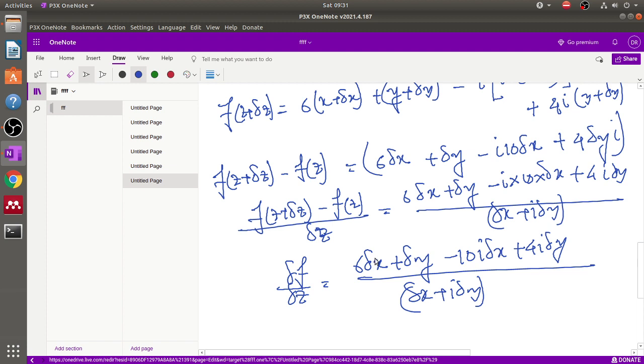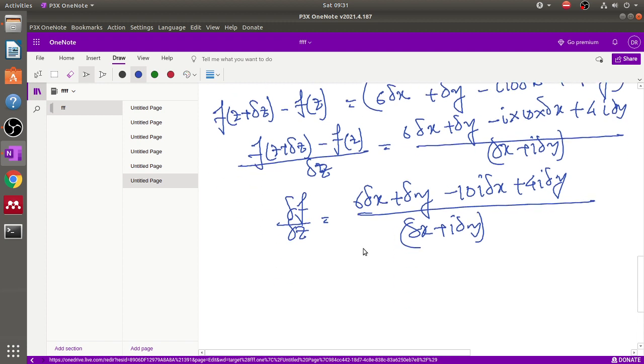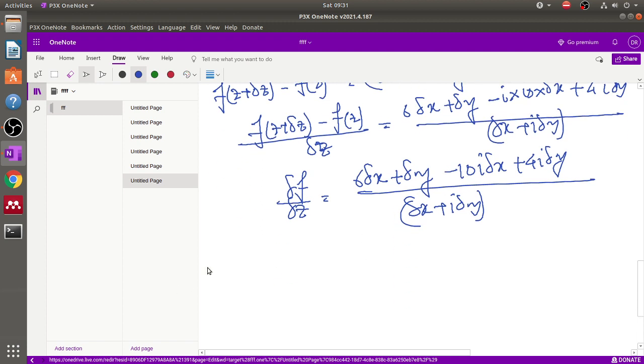Now we discuss the concept of analytic function. This is very important in complex numbers. An analytic function f(z) is said to be analytic at a point z0. That is, a function f(z) of a complex variable is analytic at a point z0.